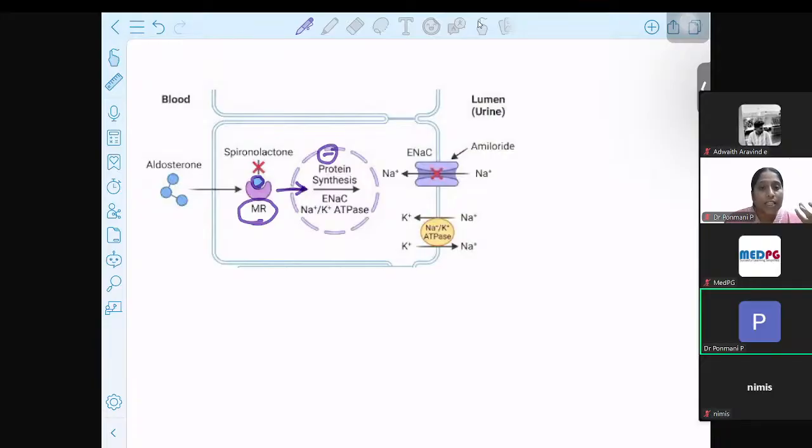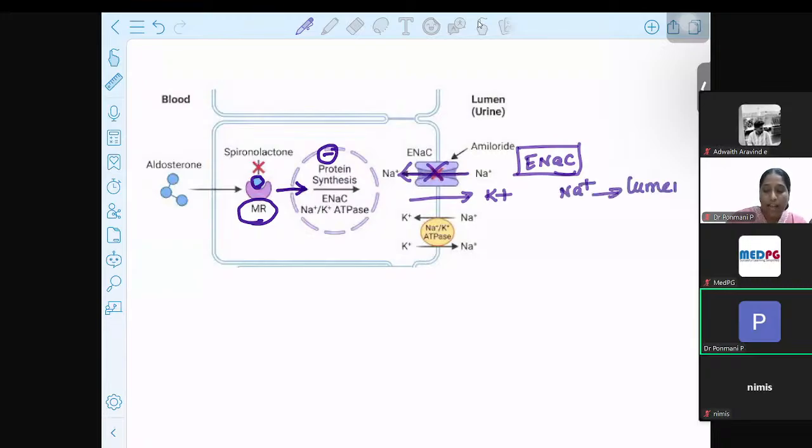So what is it synthesizing? It is synthesizing a channel called ENaC, the epithelial sodium channel. And what is this epithelial sodium channel doing? Normally, the epithelial sodium channel is responsible for the reabsorption of sodium, and it is also responsible for the excretion of potassium. Since this channel is not synthesized, what will happen? Sodium will stay in the lumen and therefore get excreted. And what will happen to potassium? Potassium will be preserved. It goes back to the cell and then to the blood. This is what is happening with eplerenone.